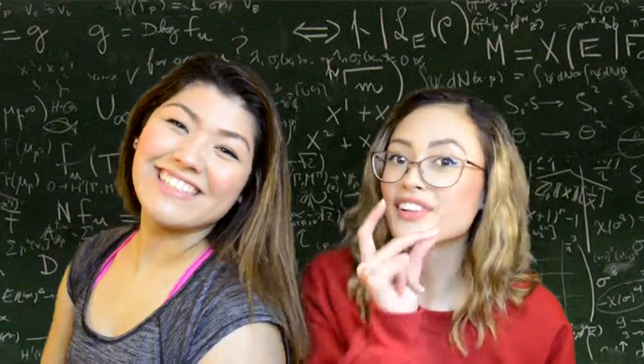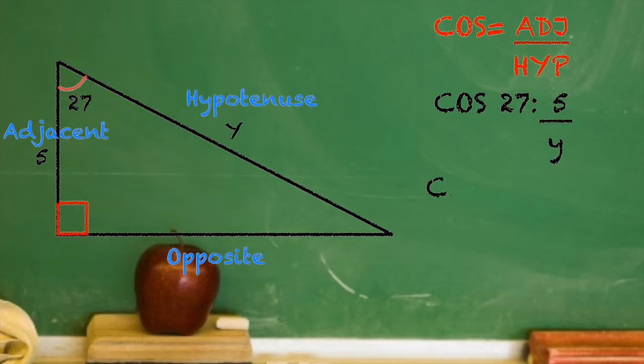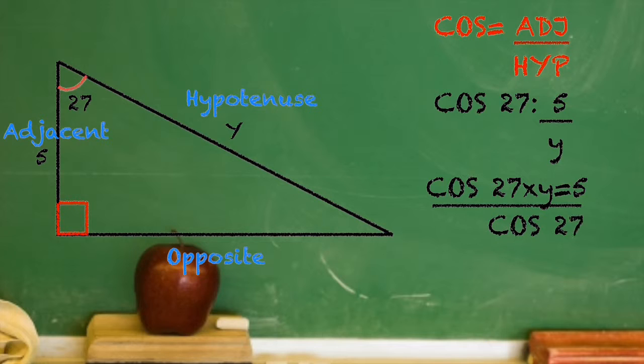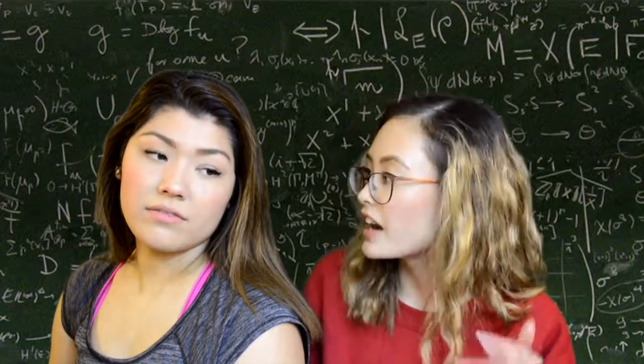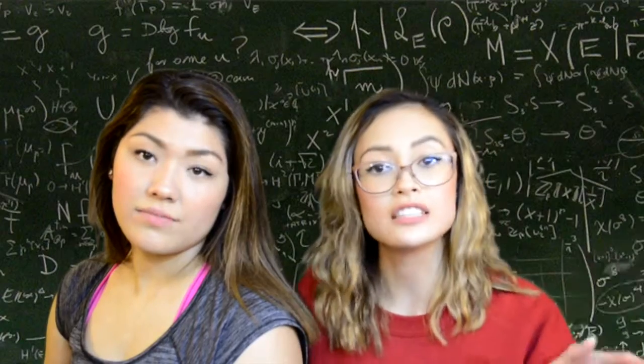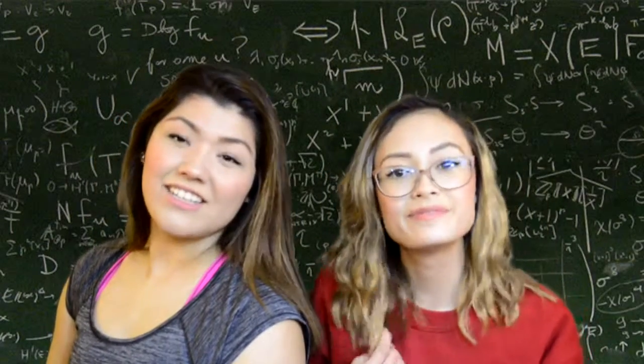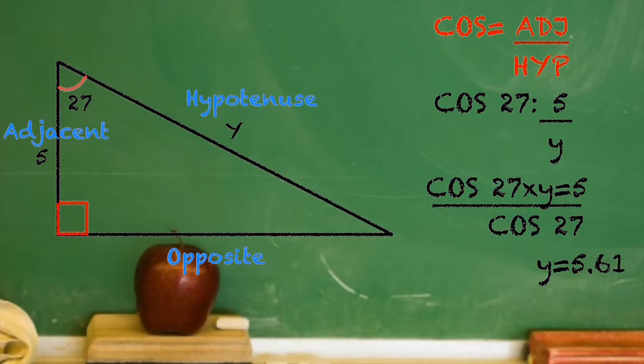Then you want to do the Lindsay Lohan switcheroo. So basically you're going to swap the cosine of 27, which is the reference angle, with the y, so the y will be on the left side by itself. So it would end up being y equals 5 over cosine of 27. Then you go in a calculator and type in 5 divided by cosine and then parentheses 27. And then you'll get your answer of y equals 5.61.